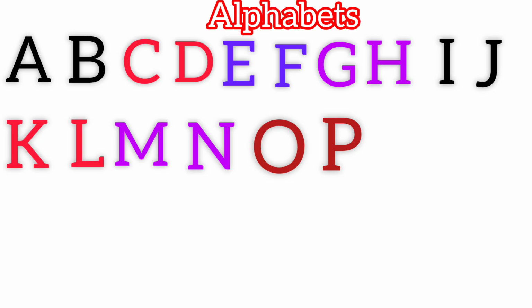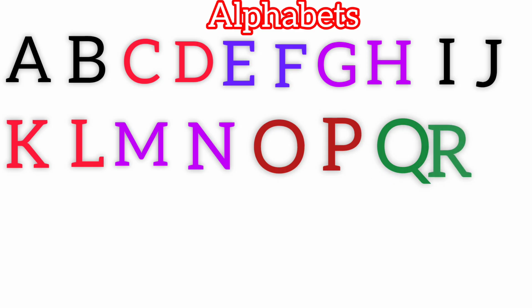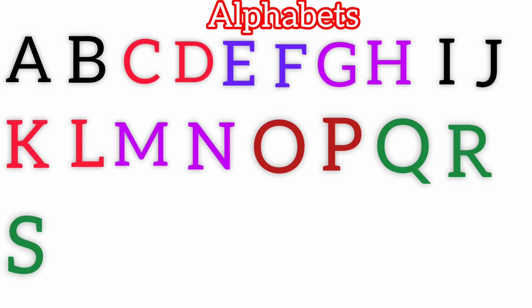P for peacock. Q for queen. R for rose. S for sunflower.